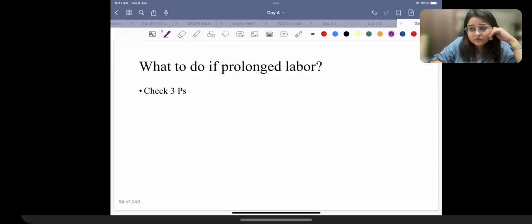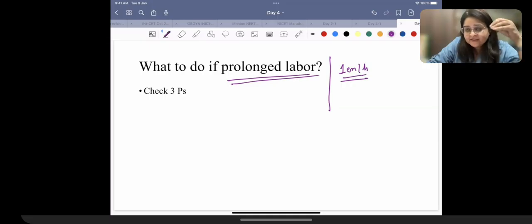Okay. Now, what is important to understand is if a patient comes or the question says that the patient is in prolonged labor. Okay. And what is the definition of prolonged labor? This has also changed with time. Initially, what was described is that the cervix should dilate at 1 centimeter per hour. This is the basis of the WHO modified partograph, which we will discuss in detail.